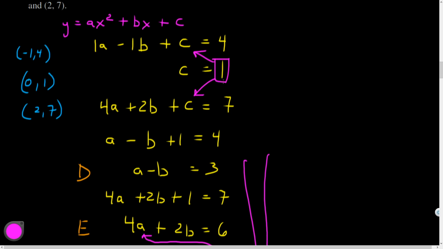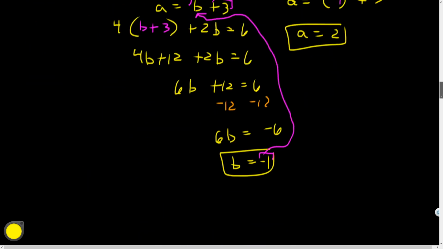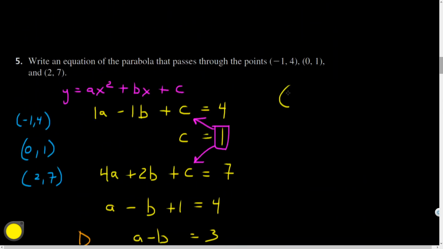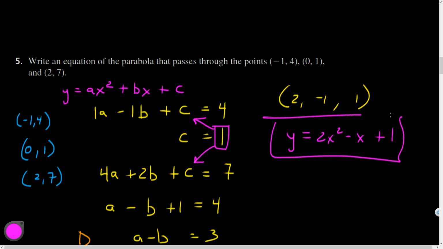Oh, wait, I already knew what c was. And so the final answer would have been 2, -1, 1, the ordered triple that solved the system of equations, but we wanted the equation of the parabola. So that would have been y equals 2x squared minus x plus 1 is the equation of the parabola that passes through those 3 points.